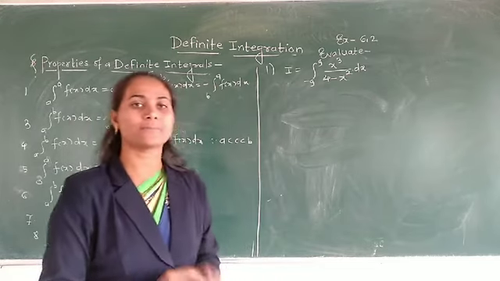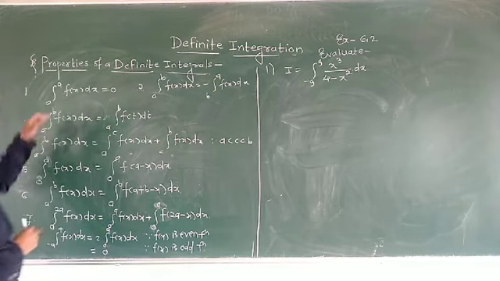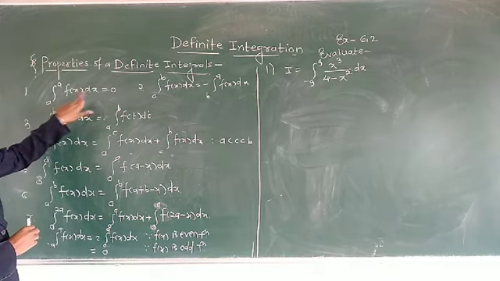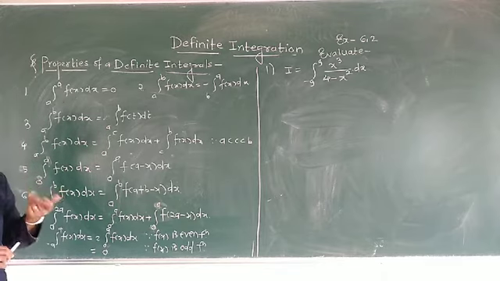Today we see some properties of definite integration. First property, integration a to a f of x dx is equal to 0. That means if the upper limit and lower limit are both the same, then the integral is equal to 0.